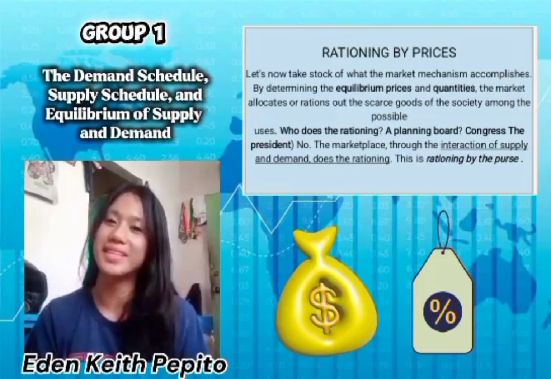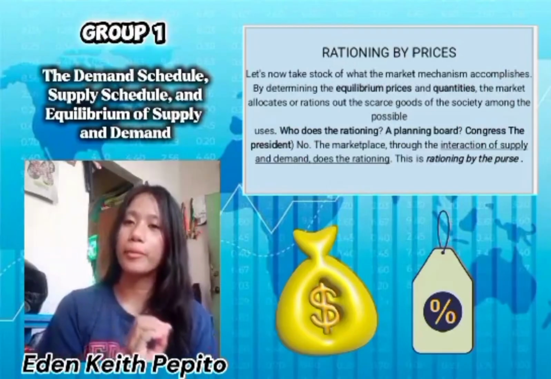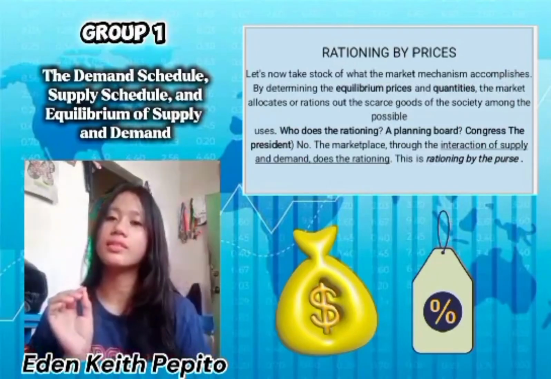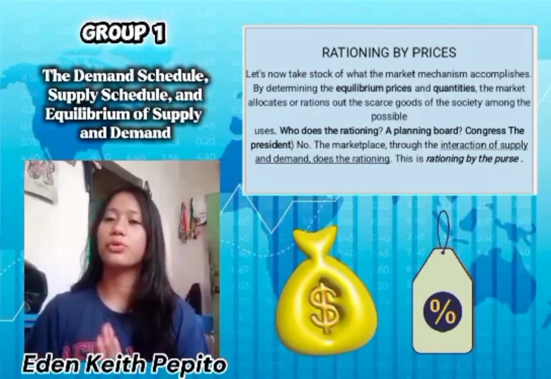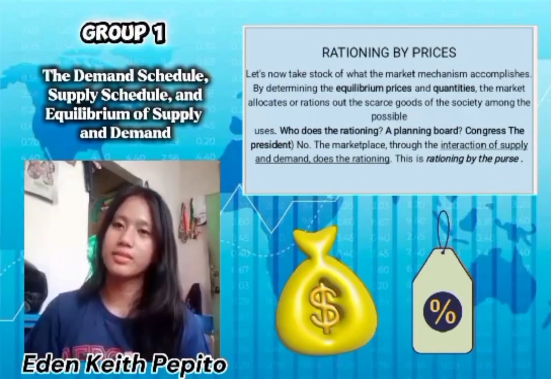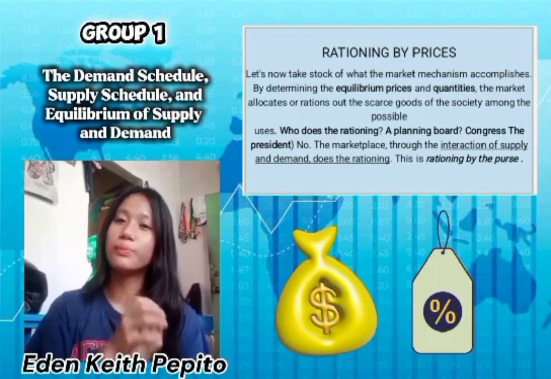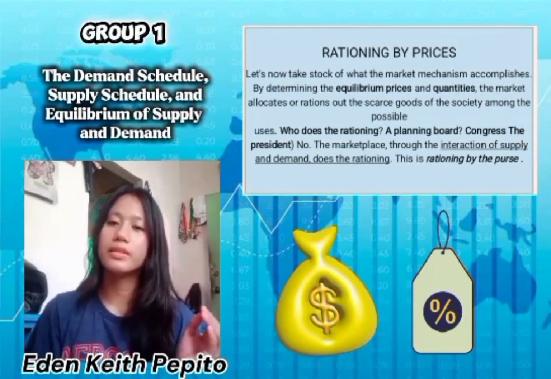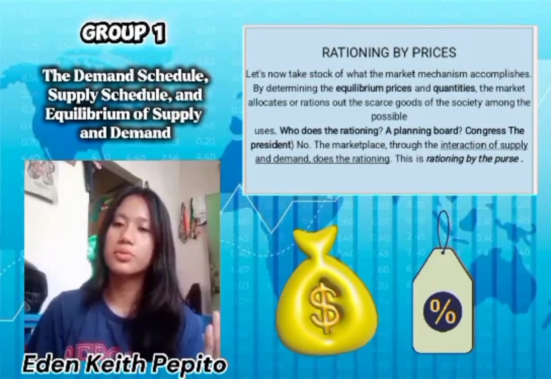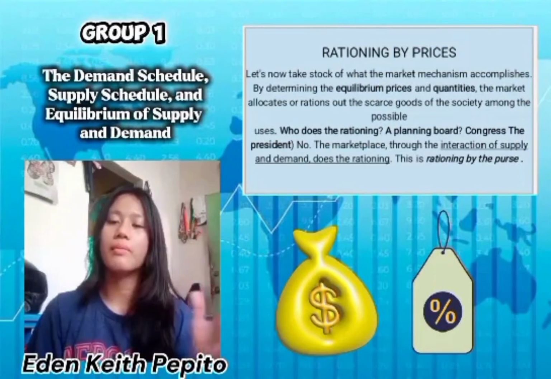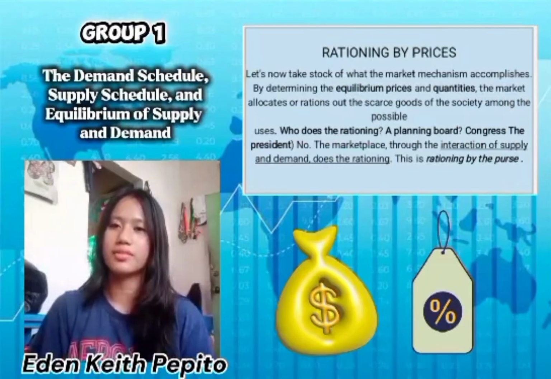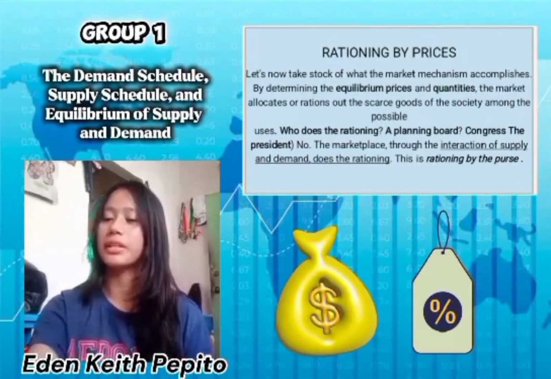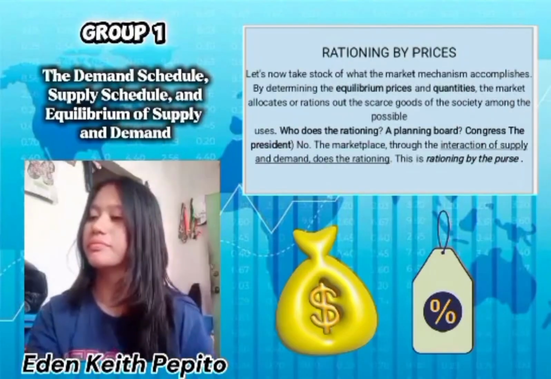Equilibrium price means quantity supplied equals quantity demanded. So, mao tong mahitabo ang equilibrium price. And through equilibrium price, siya ang mo-decides how limited or scarce resources are distributed among people and industries. So, mao na siya ibot pasabot ani nga paragraph.